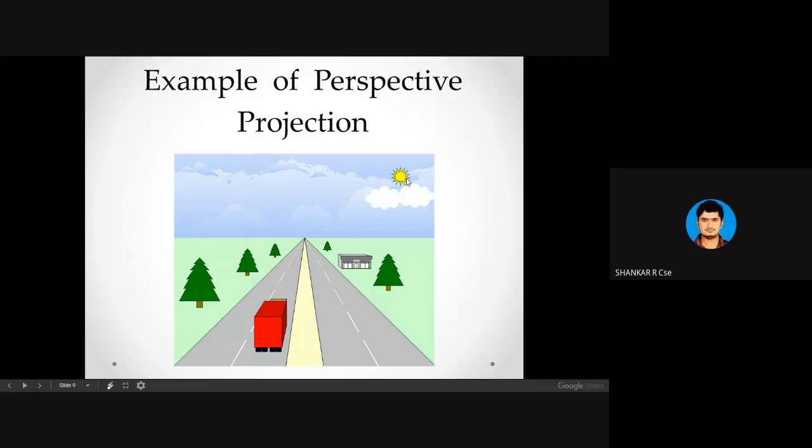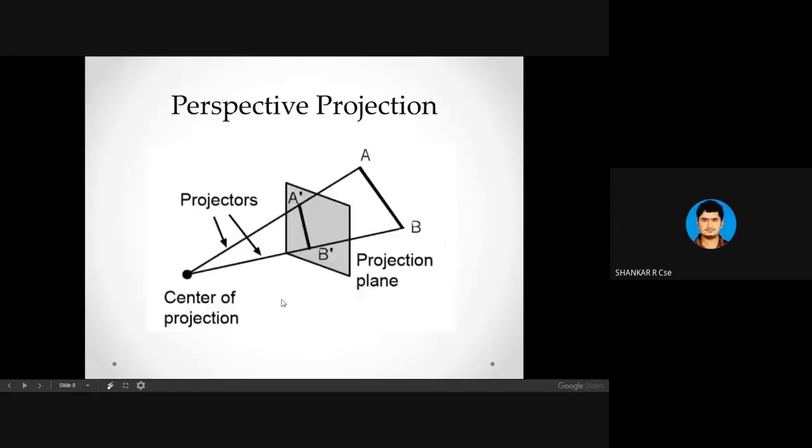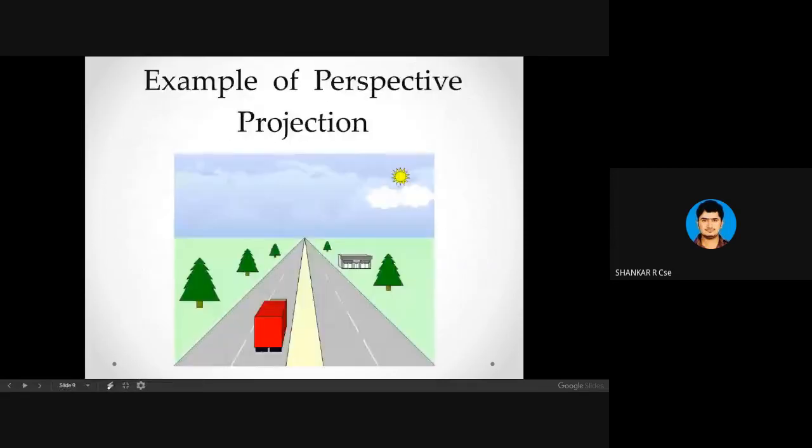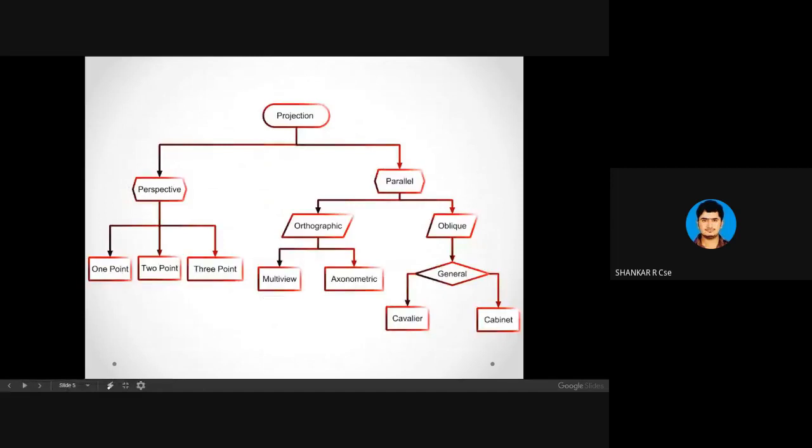You know, the sun is at one point, all the rays converge to the sun. So our eyes, human eyes, form perspective projection. Whatever looks natural, that is your perspective projection. Whatever looks artificial, that is your parallel projection. Now in perspective projection, there is 1 point, 2 point, 3 point perspective projection.